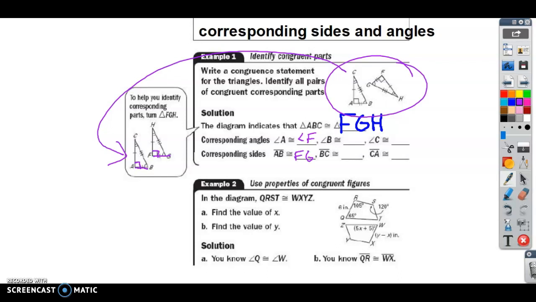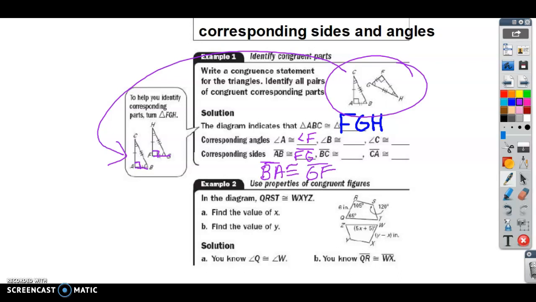And that's not a measure for the side. We're just talking about the name of the side, so we're putting a line over the top of it. But A corresponds to F and B corresponds to G. So if we're going to write AB, we have to write FG. If we had written BA, which would have been perfectly fine, then we would have to write GF.